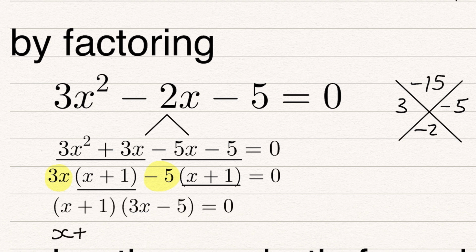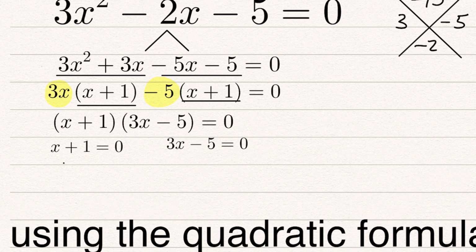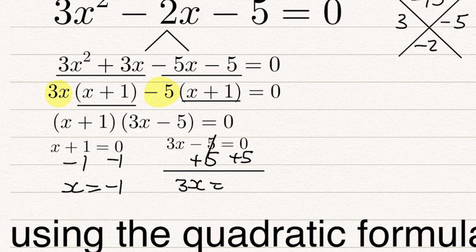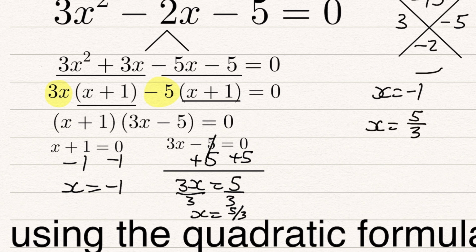Either x plus 1 equals 0, or 3x minus 5 equals 0. So now, we subtract 1 from both sides here. We get x is equal to negative 1. Then add 5 to both sides here, and we get 3x is equal to 5. Divide by 3, x must be 5/3. So x is equal to negative 1, or x is equal to positive 5/3.